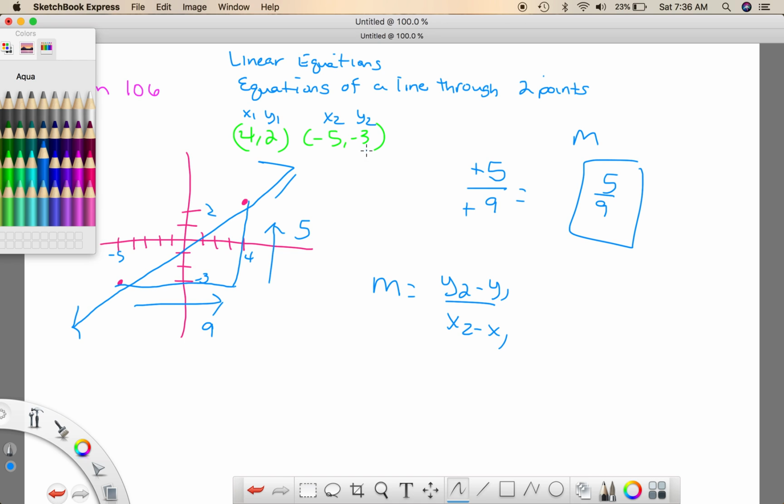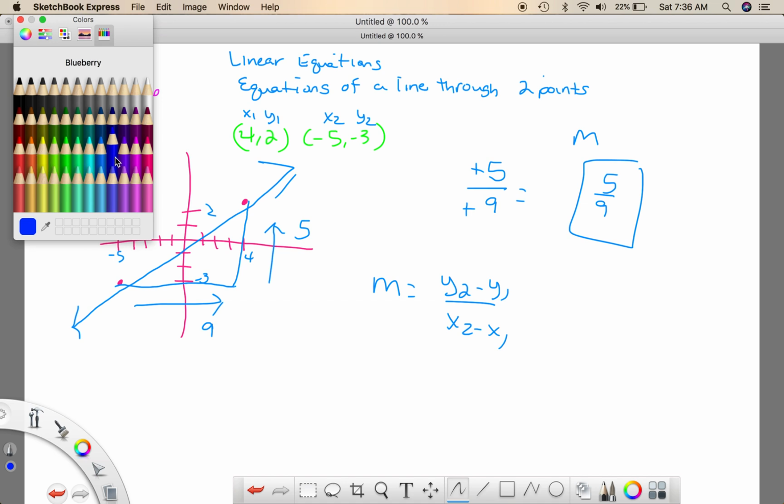All right? So to write our equation, we're going to use the slope-intercept equation, which is why it's important. So now we're going to go back and use the equation y equals mx plus b. This is important. In order to write the equation, we need an m and we need a b. Well, we already have the 5/9.